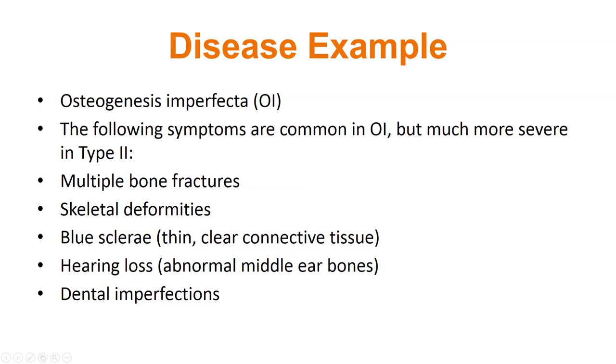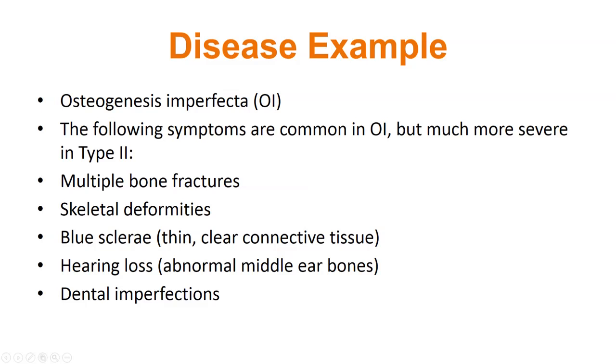For example, there is one type that we're not going to talk about where you don't see the blue sclera. And actually, that's the one that Brick has on. He has the one where you don't have the blue sclera on the middle. If you remember, I mentioned that last lecture. But you see multiple bone fractures. That's the big thing. You see some skeletal deformities. I'll show you in a second.